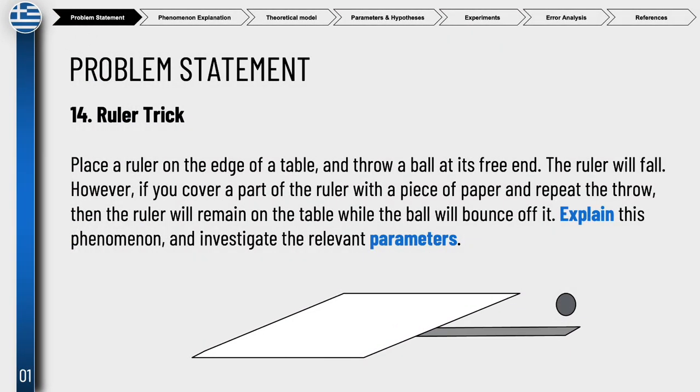The problem tells us that if we place a ruler on the edge of a table and throw a ball at its free end, the ruler will fall. However, if we cover part of the ruler with a piece of paper and repeat the throw, then the ruler will remain on the table while the ball will bounce off it. What we have to do is explain this phenomenon as well as investigate the relevant parameters.